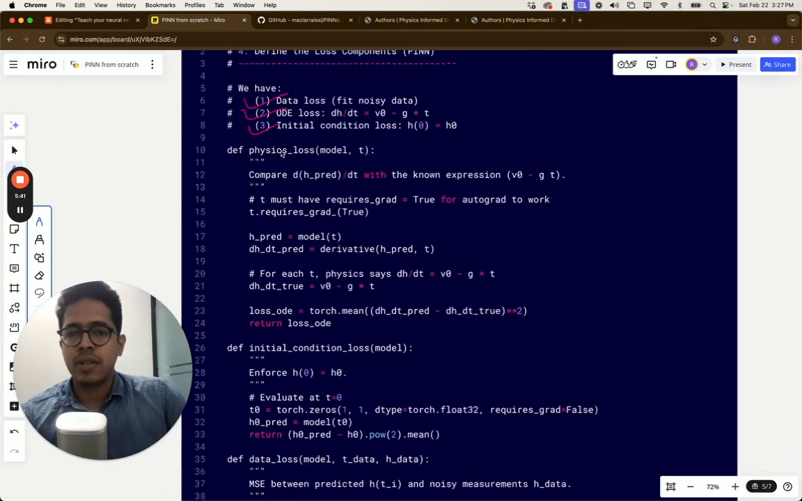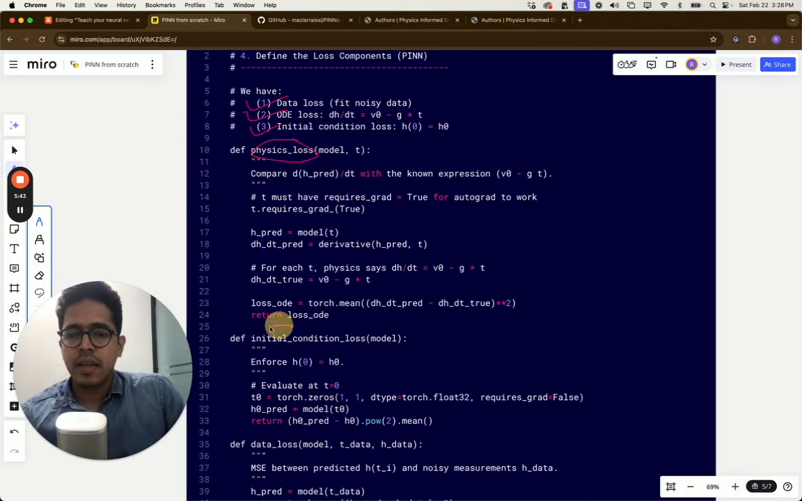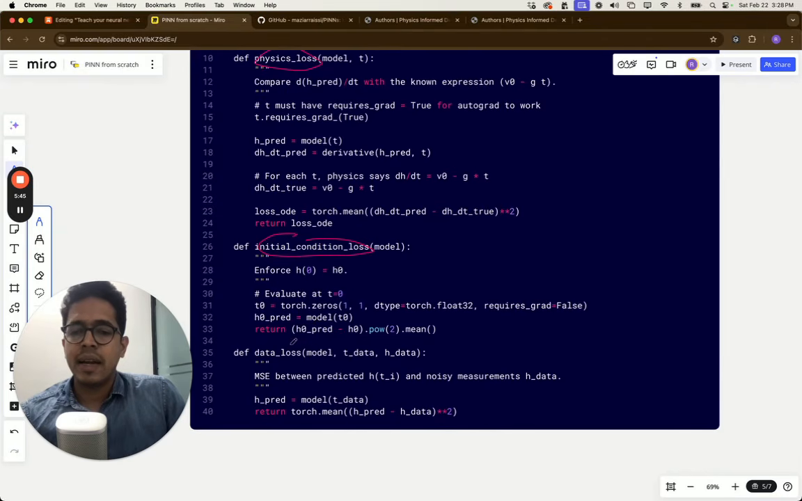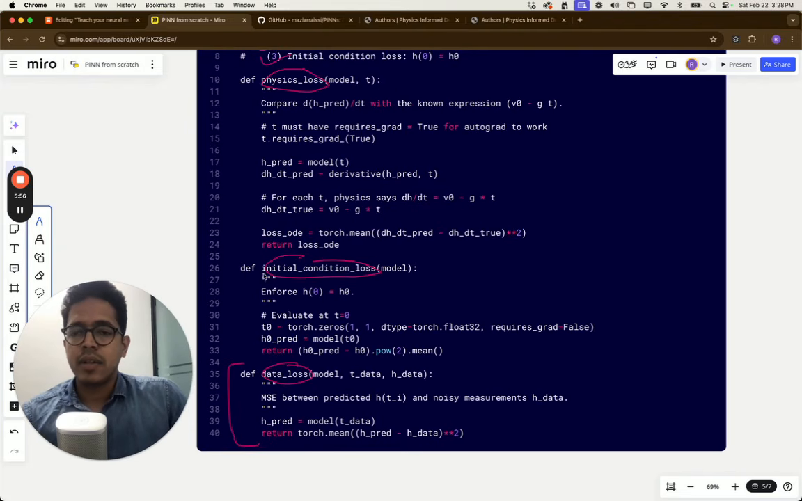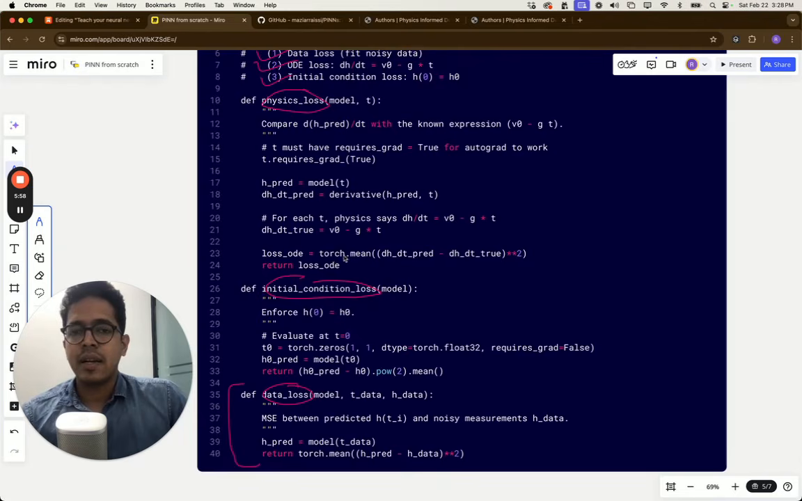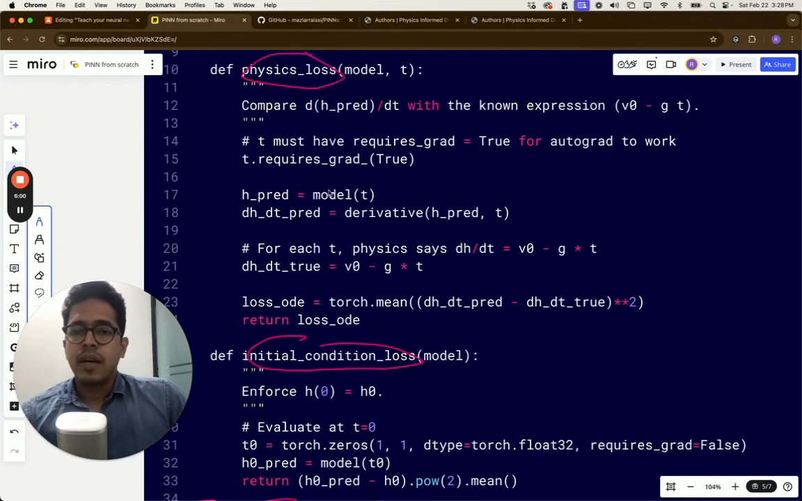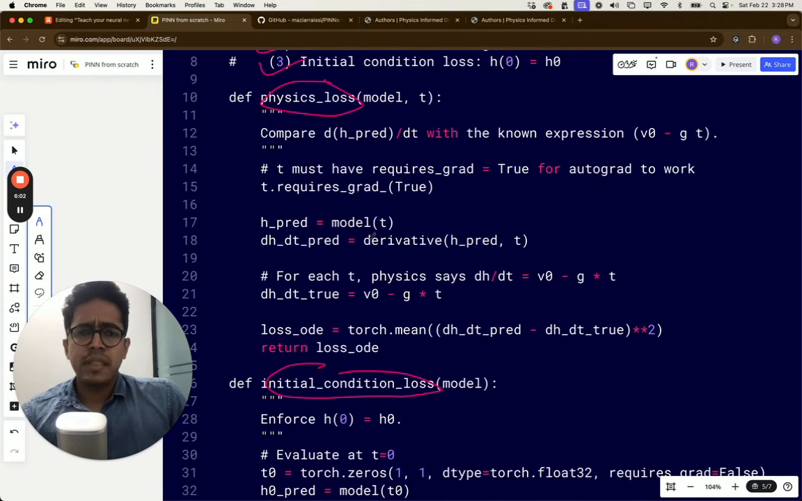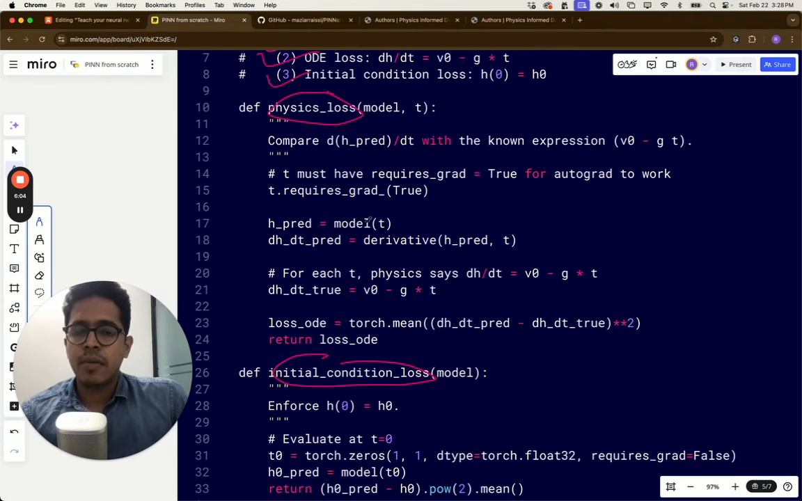So there are three functions also: physics loss function, initial condition loss function, and data loss. So data loss is the function which you normally need. If you don't have a physics-informed neural network, you only need this function. But otherwise, you need a physics loss for dh by dt loss and initial condition loss for initial h of 0 loss.